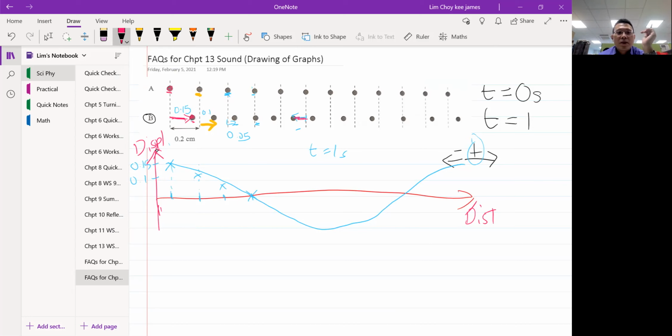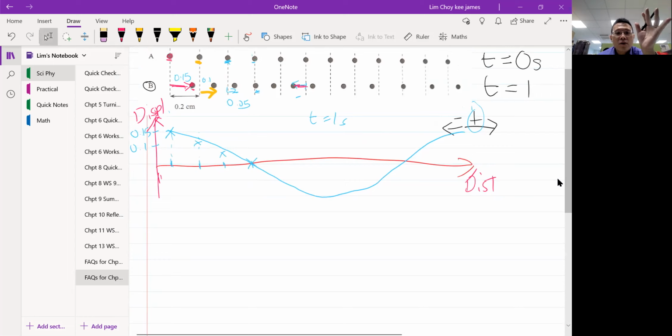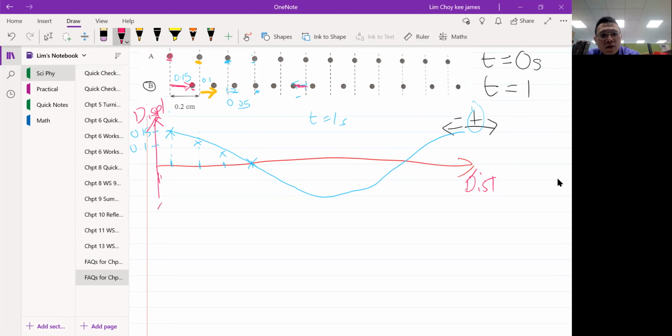So for the displacement distance graph, these are the things you have to be careful about. Look at the dots and analyze whether each is left or right. If it's right, by convention it's positive. Left is negative. The other thing you need to take note of is when we translate the displacement distance graph to the pressure distance graph.